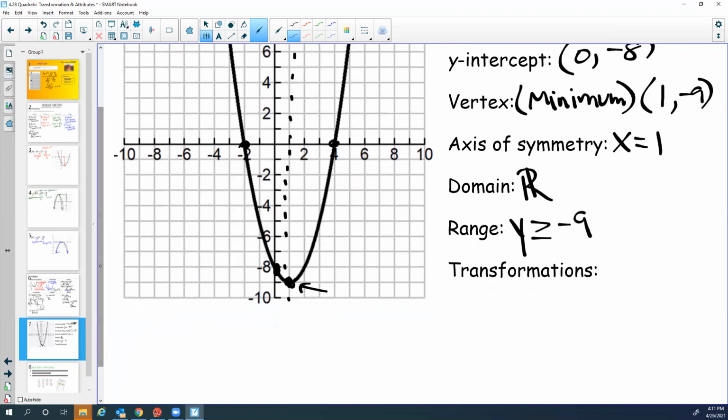What transformations occurred from the parent function? It went right 1 and it went down 9.